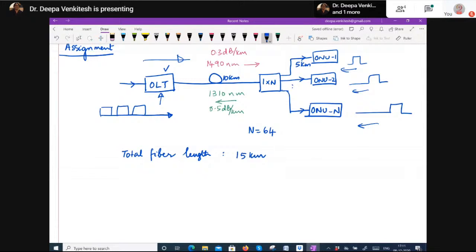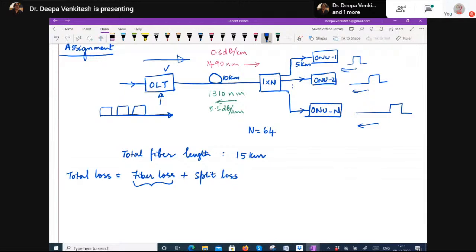So now you calculate the fiber loss, so the total loss is fiber loss plus the splitting loss. And fiber loss is different for the two wavelengths. In one case, it is 15 kilometers times 0.3 dB per kilometer. In the second case, it is 15 kilometers times 0.5 dB per kilometer. So you can calculate it differently. Split loss, as I said, is identical.